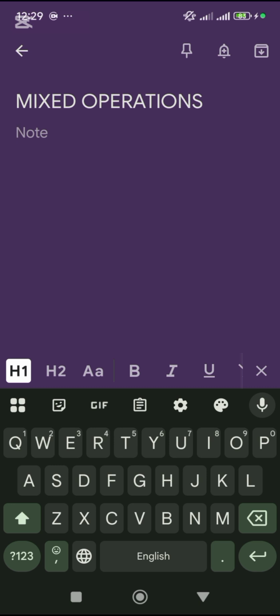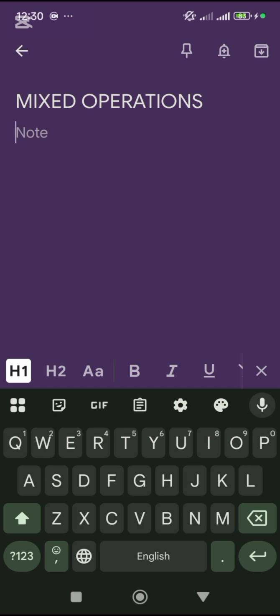Today we want to talk about mixed operations, and so let's dive into it. Before now, we have looked at order of operation where we discussed BODMAS, BIDMAS, PEMDAS. I would advise that you look at that video before you continue here so that you don't find anything confusing. Now let's look at these mixed operations.